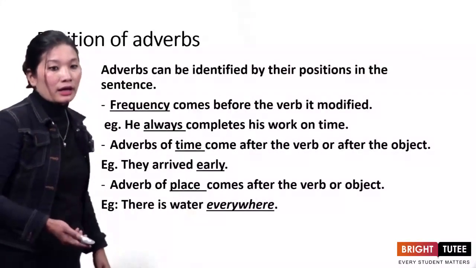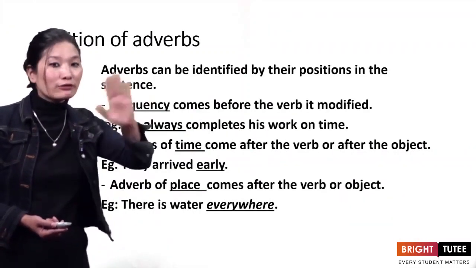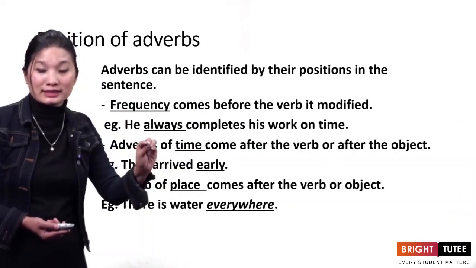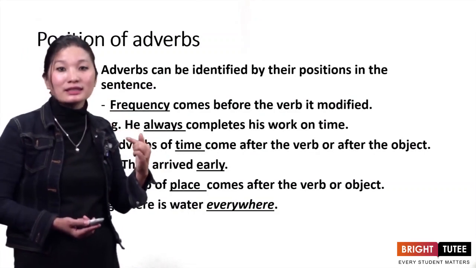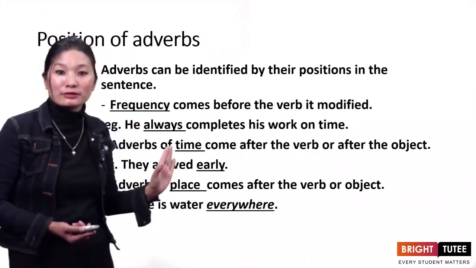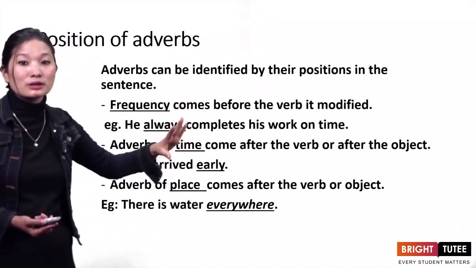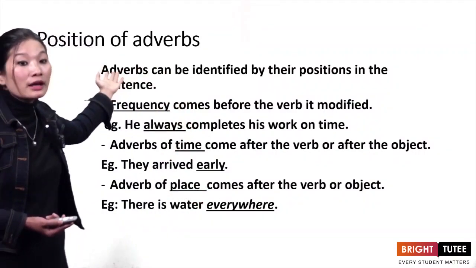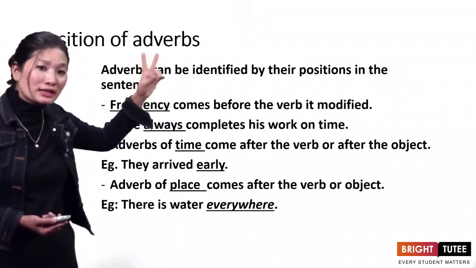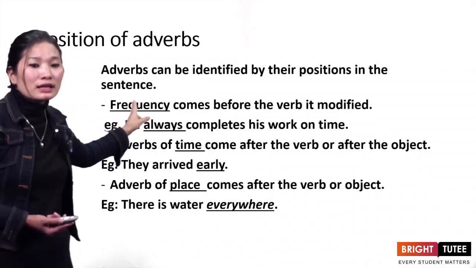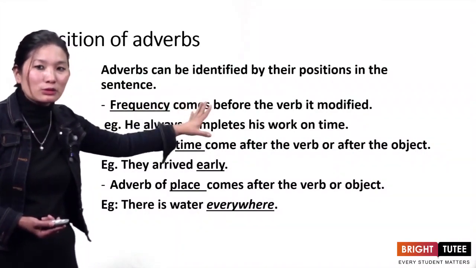And the last that we are going to discuss today is position of adverbs. Now we have already learned, I'm not going to be very detailed with this again. But if there's anyone who is not very sure about the kinds of adverbs, now you know what an adverb is. It gives meaning to the verb or another adverb. But when it comes to the position, it's going to be clearer. Adverbs can be identified by their positions in the sentence. It's similar to recognizing adverbs, okay? An adverb of frequency comes before the verb it modifies. Remember, a verb is all we're talking about.